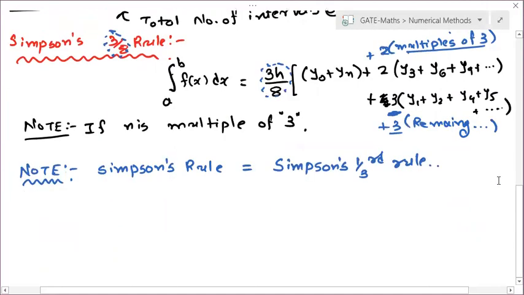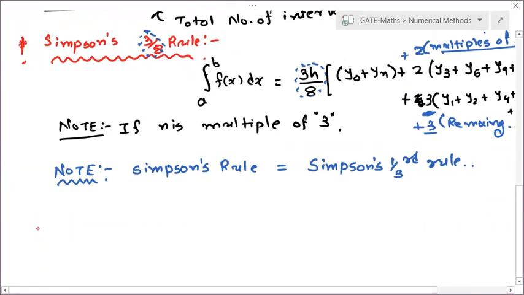Now let us see all the questions based on this. Before seeing those questions, let me give you one problem which was asked in an earlier GATE mechanical engineering paper. So this was a GATE mechanical engineering previous question.